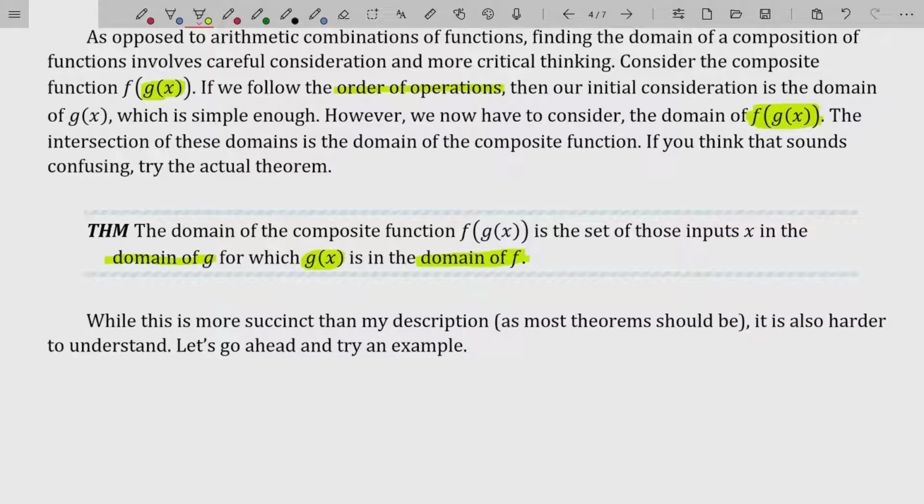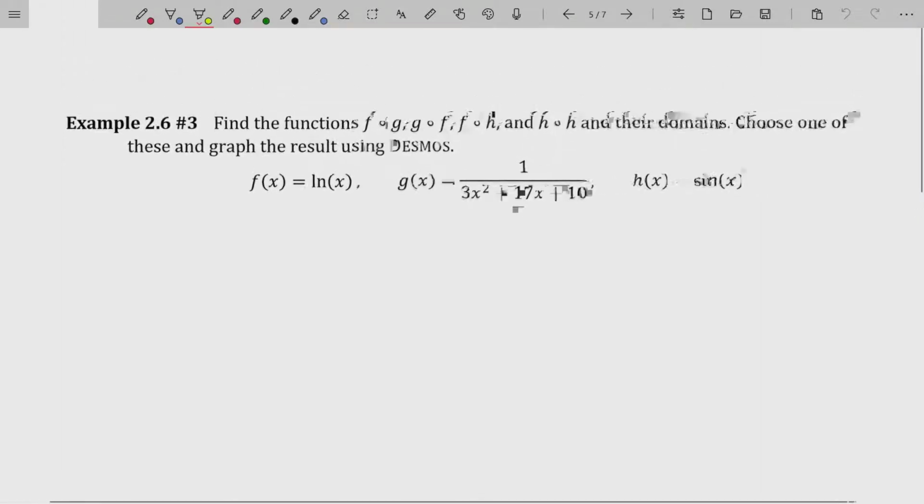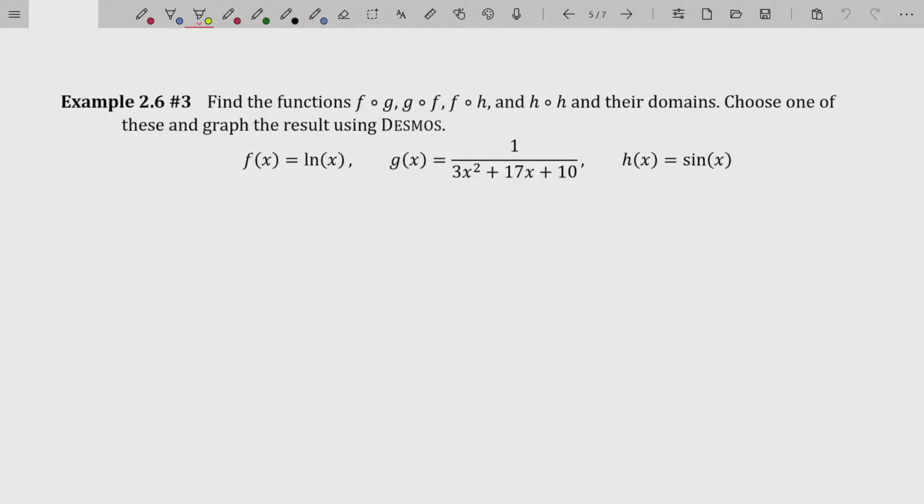So let's jump into a big example here. This might require extra paper, but for now we'll just take a look at this. We have f of x, g of x, and h of x that have been handed to us. We want to find the compositions f of g, g of f, f of h, and h of h, and in each case state the domains of those functions. Then in the end we're going to choose one of them just for giggles and graph that in Desmos. In this first case we're going to look at f composed with g.